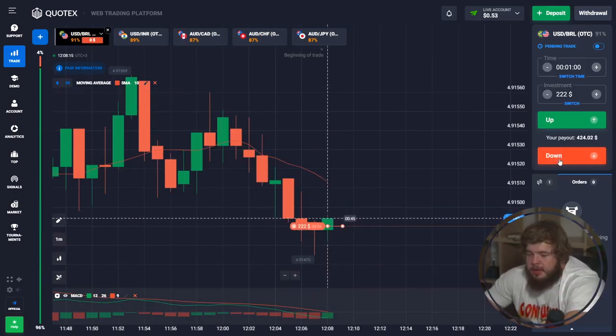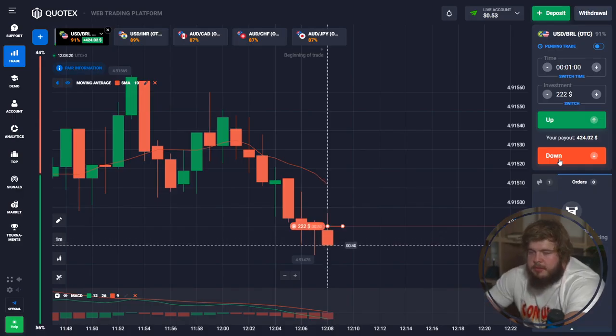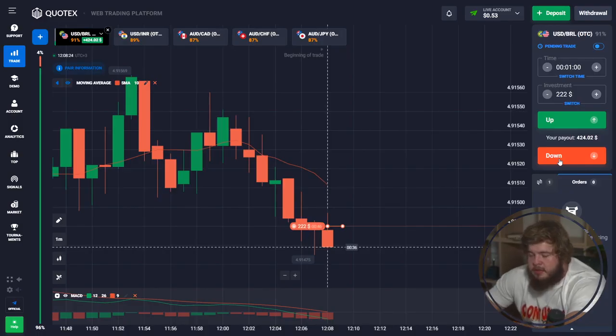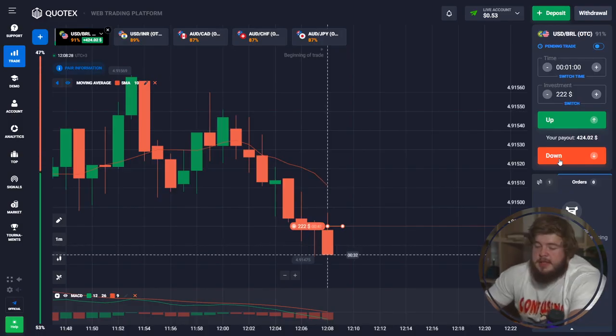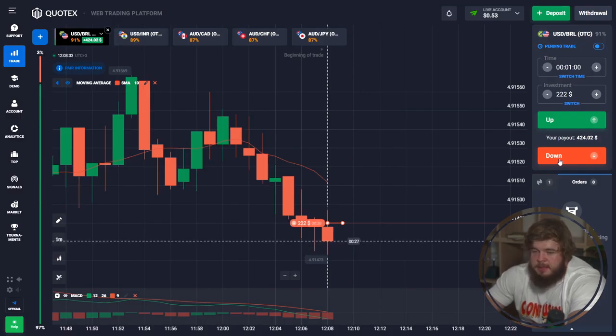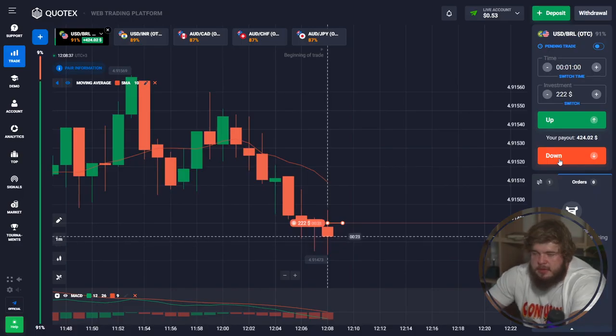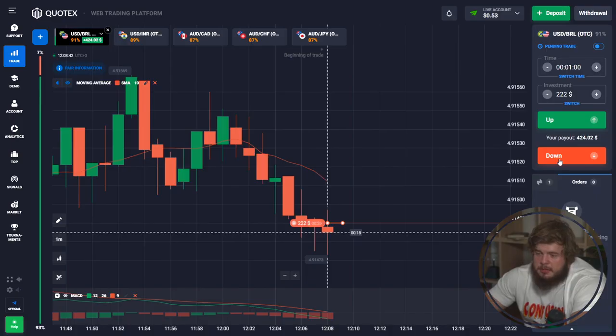Okay guys, so here everything is also very simple. According to the MACD indicator, the green line is strictly below the red one. For us, it's a strong signal that price is going to go down. That's why we have opened a sell position here with an investment of $222. We have only 53 cents left on our account.